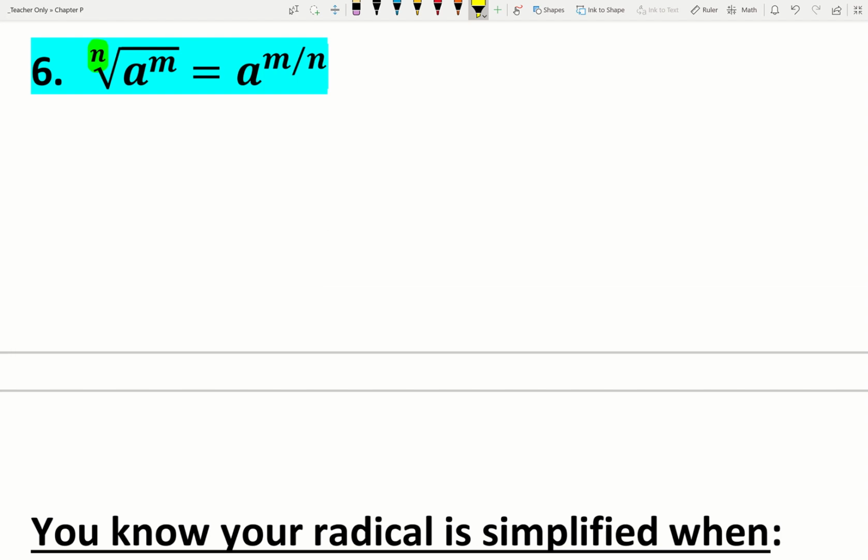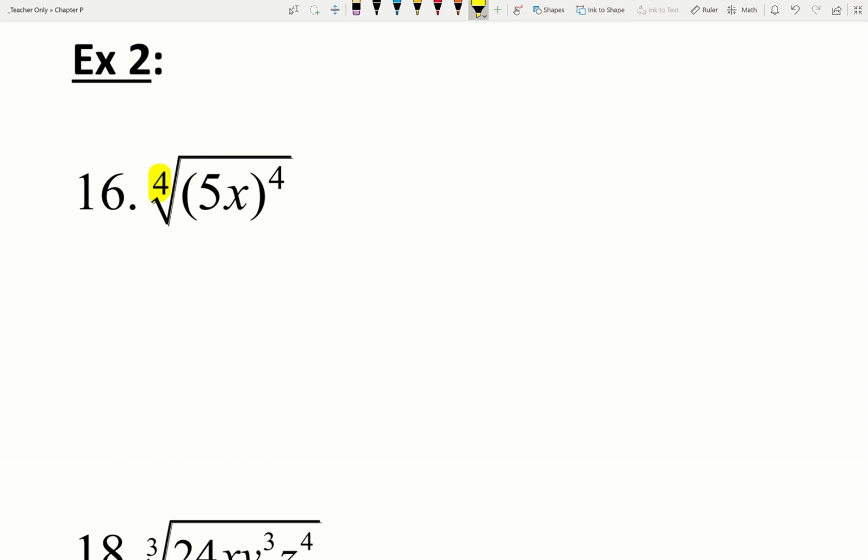So we're going to start with number 16, which I know is kind of weird, but here's the deal. Again, what we're looking for is that property number 5 to kick in. We're looking for the index of our root to be the exact same as the exponent we raised to in our radicand. If that's the case, then we can just say that those will undo each other, and we're going to be left with what was being raised to the power of 4 underneath that radical.